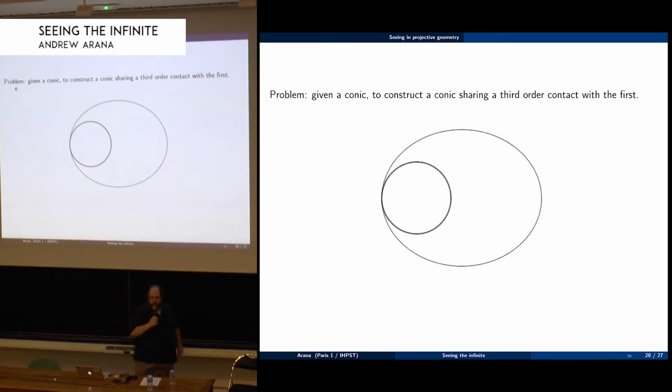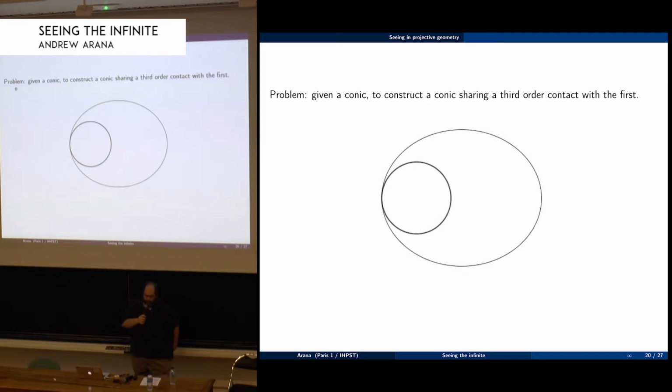The case study concerns a problem in geometry. The problem is: given a conic, to construct a conic sharing a third-order contact with the first. So what is a third-order contact? There's a couple of different definitions.